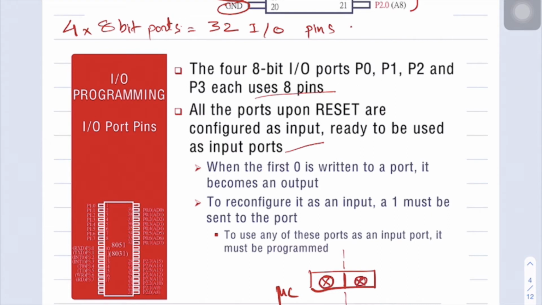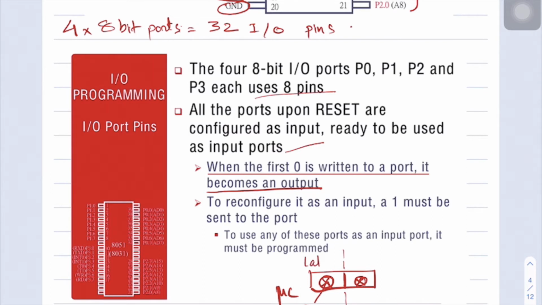So there are 2 things. Now, in order to configure the port as an output port, you must write 0 to the port. That is what is written here. When 0 is first written to the port, it becomes an output. So if you want to write something to the port, this port must be loaded with 0 first. When we are loading 0, basically we are making this latch value 0.